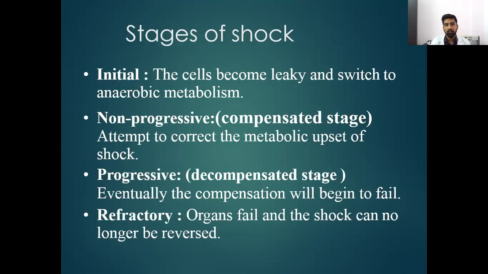Stages of shock. Initial: the cell becomes leaky and switches to anaerobic metabolism. Non-progressive, compensated stage: attempt to correct the metabolic upset of shock, as said before, through different kinds of compensatory mechanisms. Progressive decompensated stage of shock: eventually, the compensatory mechanisms will begin to fail unless correction is done. Refractory: the final stage where organs fail and shock can no longer be reversed.